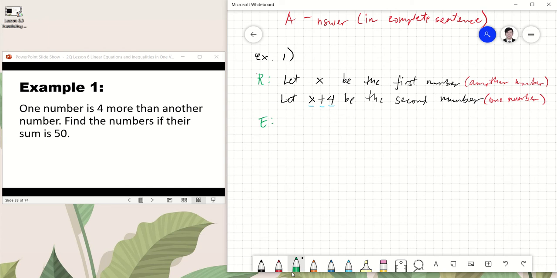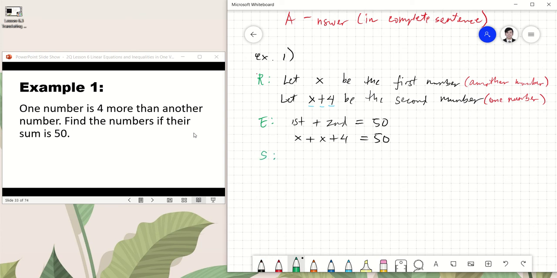So equation. So the equation now will be based from the second sentence. Find the numbers if their sum is 50. So therefore, adding the first number plus the second number must be equal to 50. But the first number based from the representation is represented by x. And the second number is x plus 4. So this is now the equation.